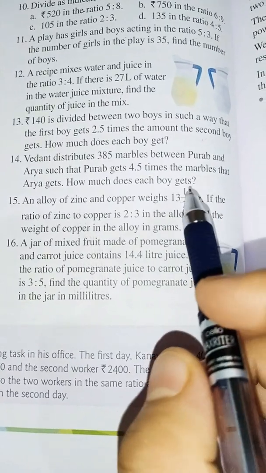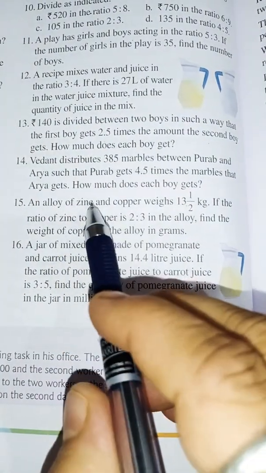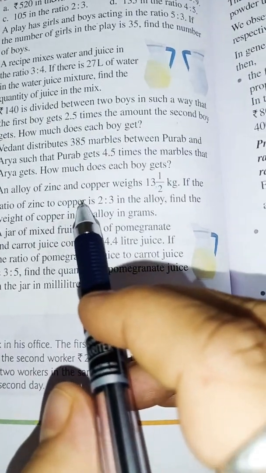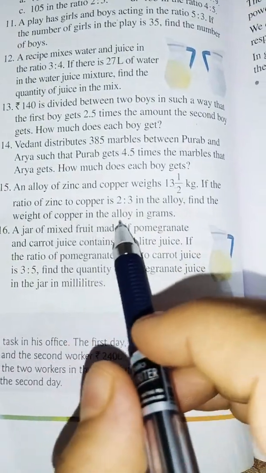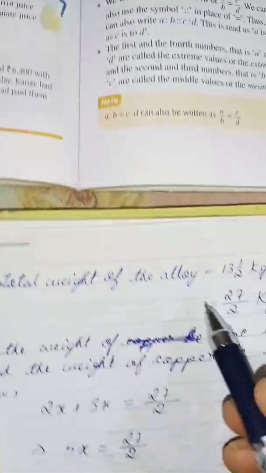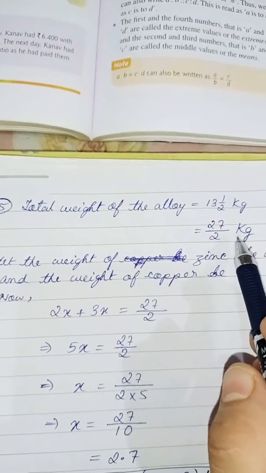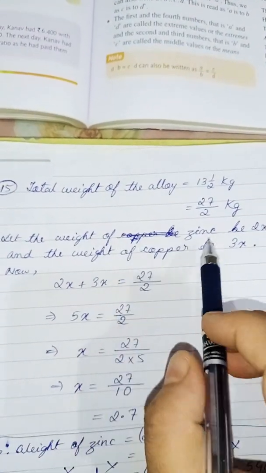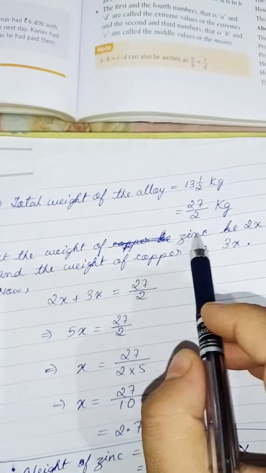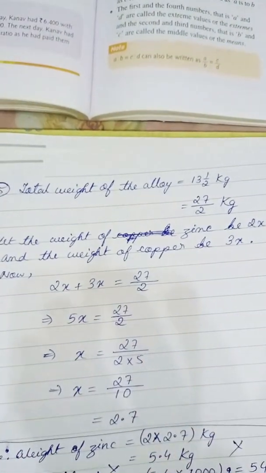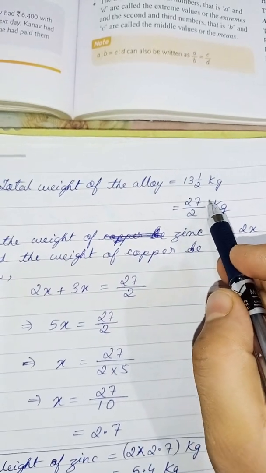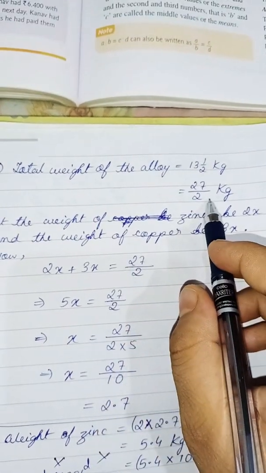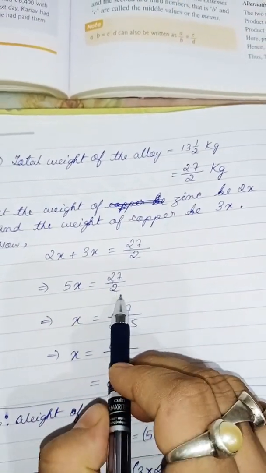is 13.5 kg. Now if the ratio of zinc to copper is 2:3, that is zinc part is 2 and copper part is 3, then find the weight of copper in the alloy. So total weight of the alloy is given 13.5, that is 27/2. I have converted into improper fraction, and the ratio was given that the ratio of zinc to copper is 2:3. So let the weight of zinc be 2x and the weight of copper be 3x. तो ये जो weight बना है 27/2, this is the total weight of zinc and copper together. So 2x plus 3x will be equal to this. So 2 plus 3, 5x equals 27/2.